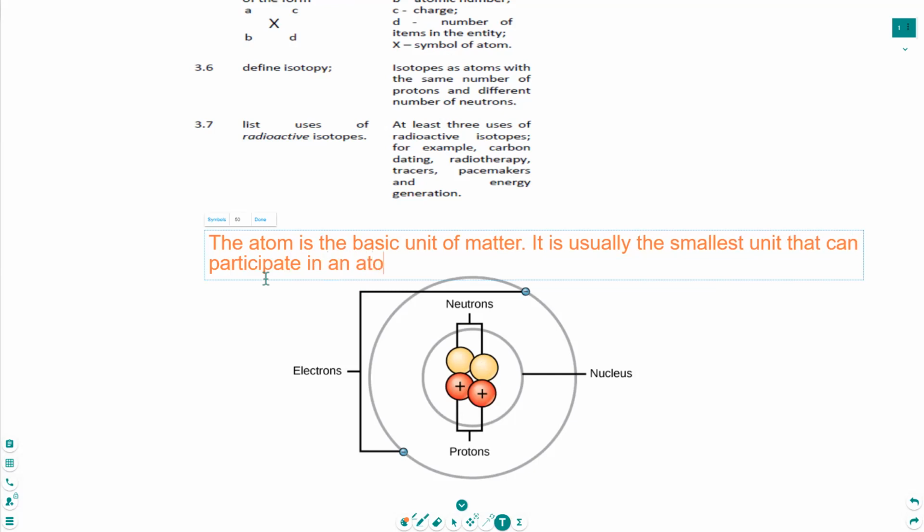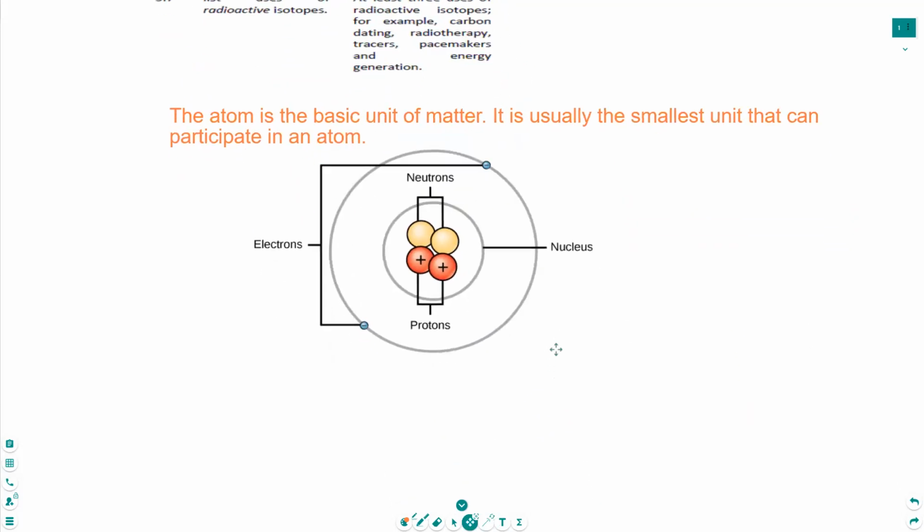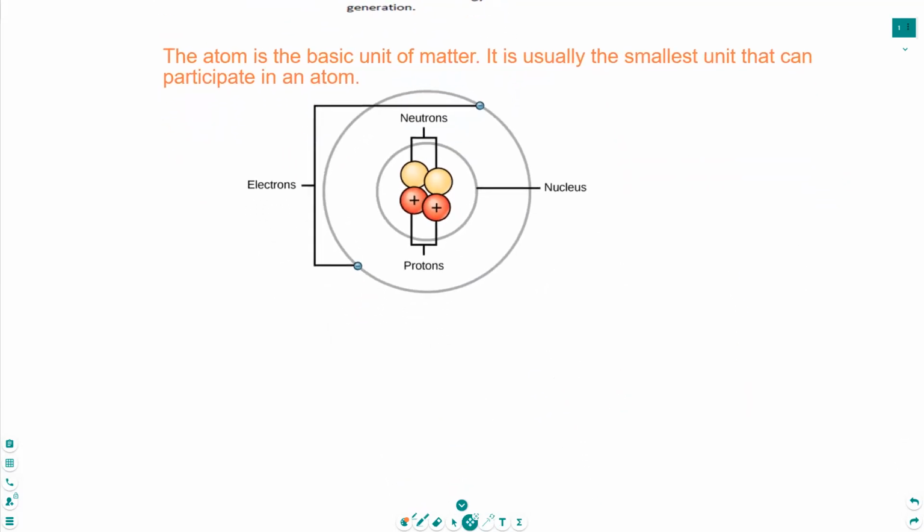Of course, we can't see the atom because it is so small, right? But the important thing to note is what is inside of the atom. So the atom is made up of subatomic particles. All right, so there are subatomic particles inside of the atom. So what are these subatomic particles?